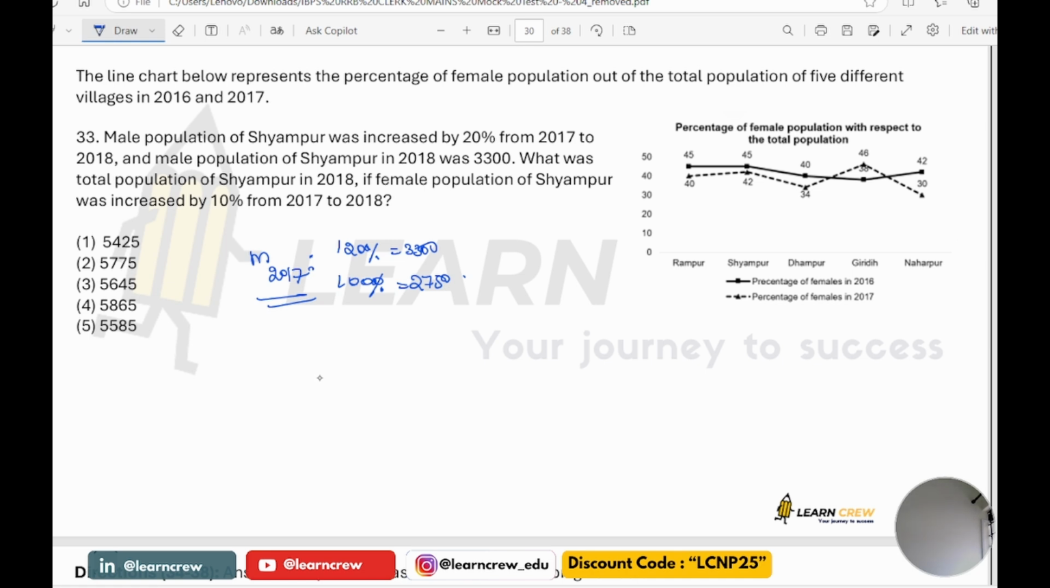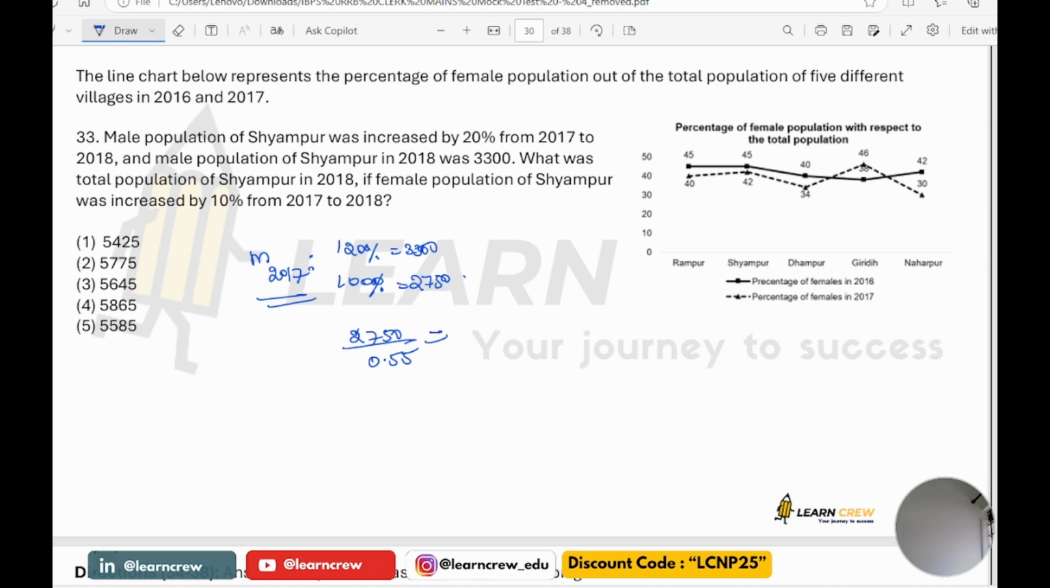Now female population of the same in 2017. How much? 2750 divided by 0.55. Okay, is equal to how much? How much are you going to get? 2750 divided by 55.